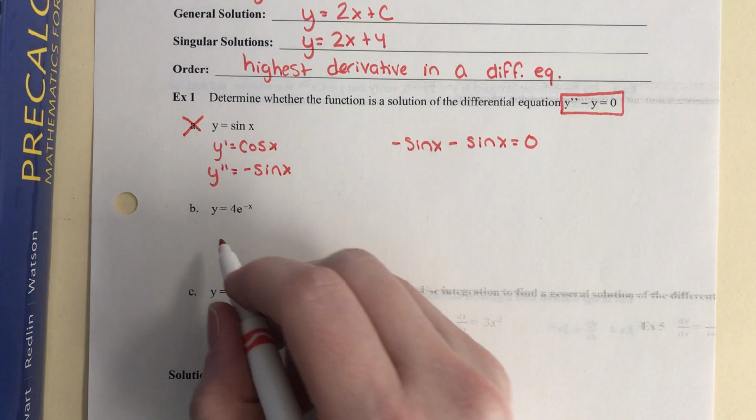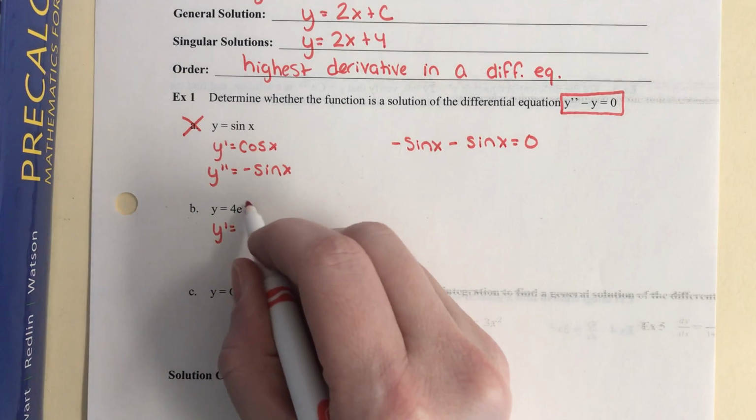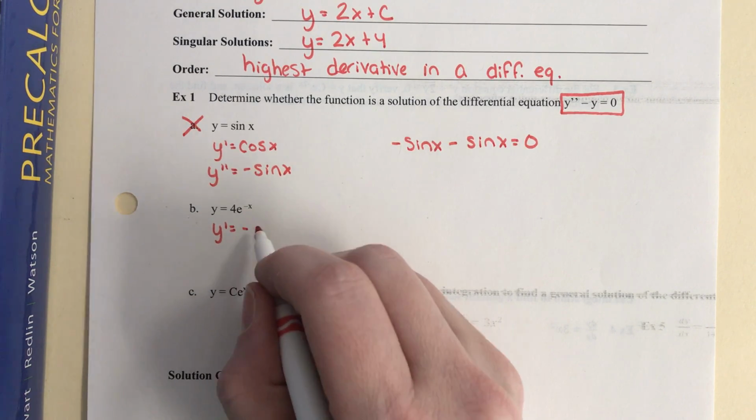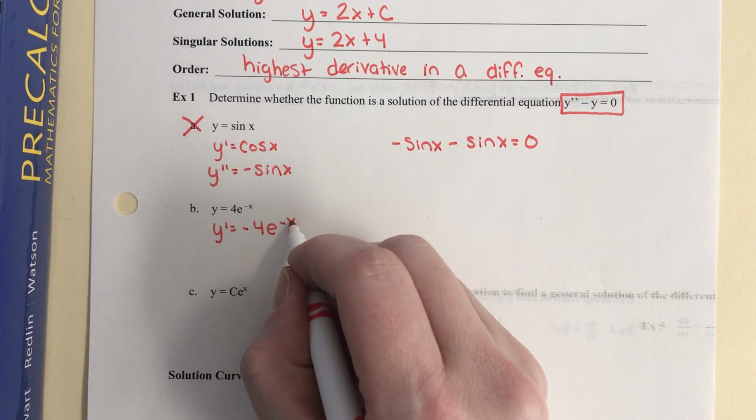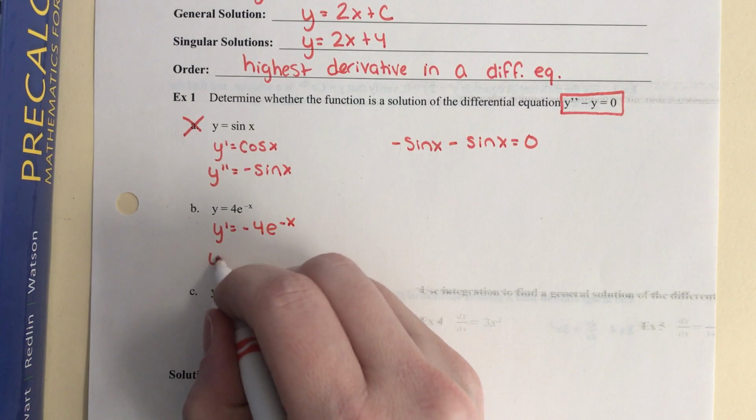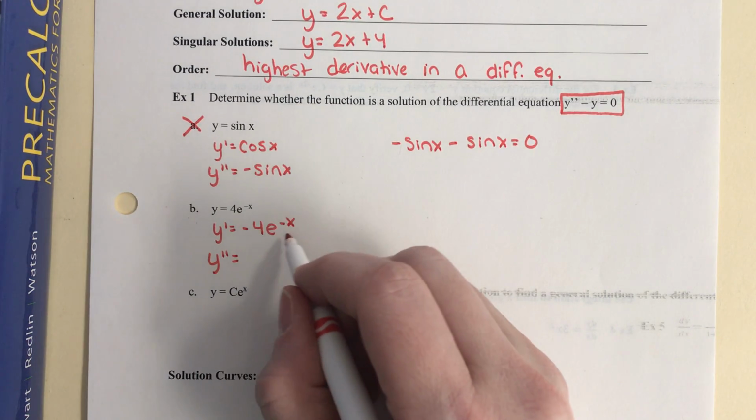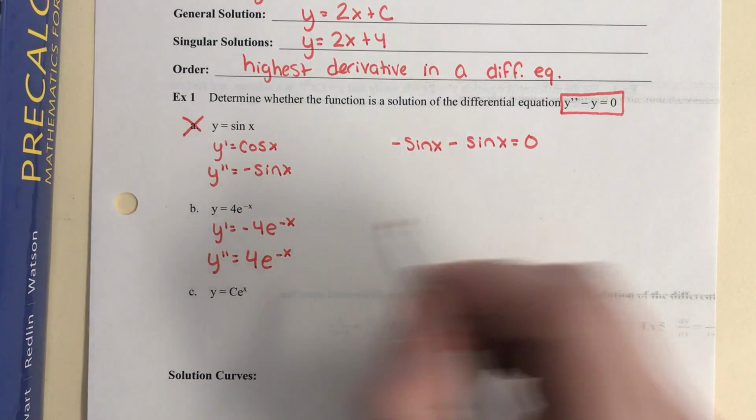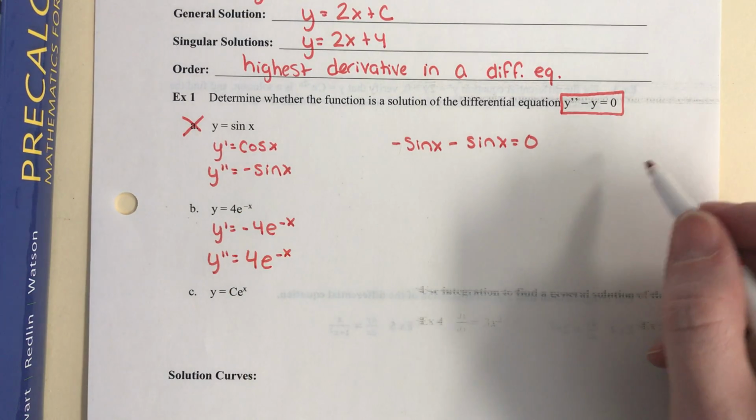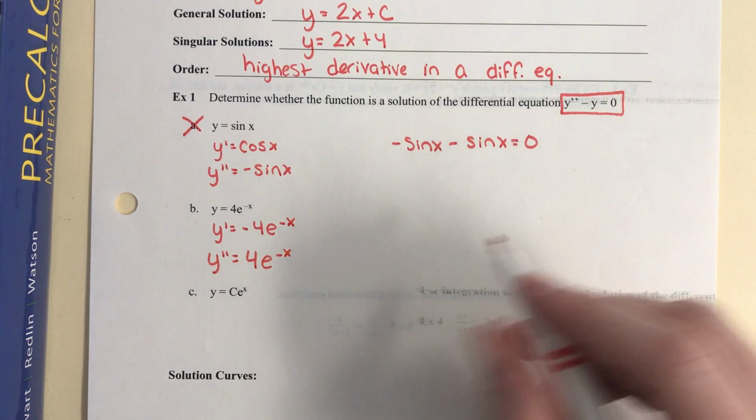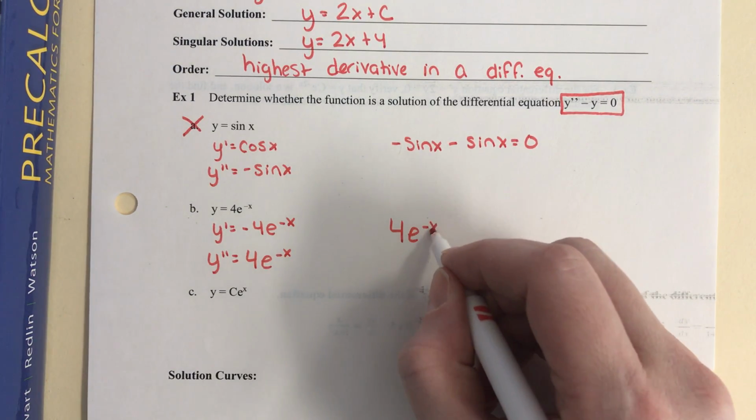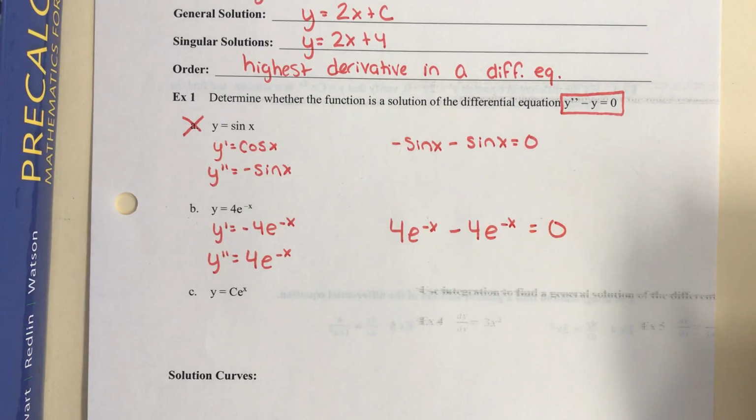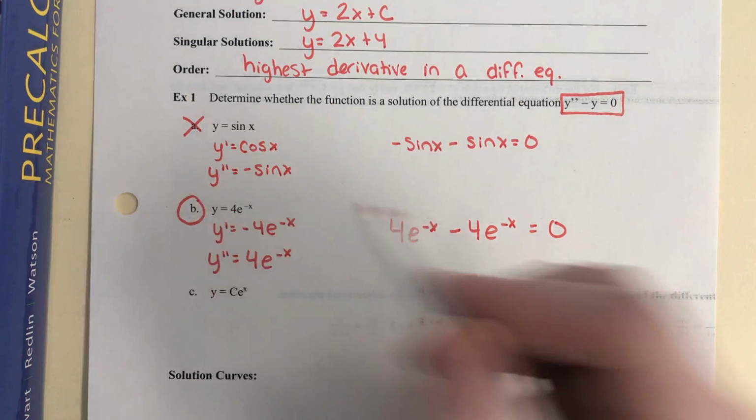Letter B, I'm going to find the first derivative. This is actually a chain rule, so I have to take the derivative of the inside, which is negative 1. So negative 4 e to the negative x. Y double prime, the inside derivative is negative 1, so that gives us positive 4 e to the negative x. So now if I follow the directions for the differential equation, I need the second derivative minus the original problem. That does in fact equal 0, so B is a solution.